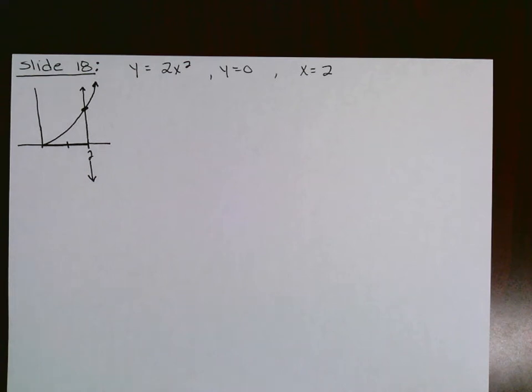Is it more like that? The 2 in the front just makes it stretch. It doesn't make it move. So it makes it taller and skinnier when it's a whole number.